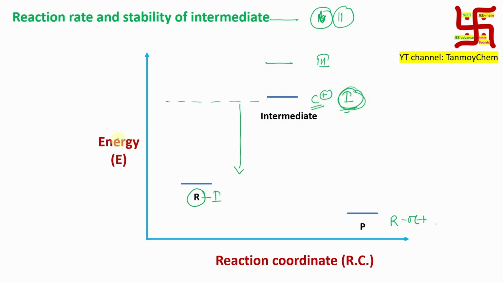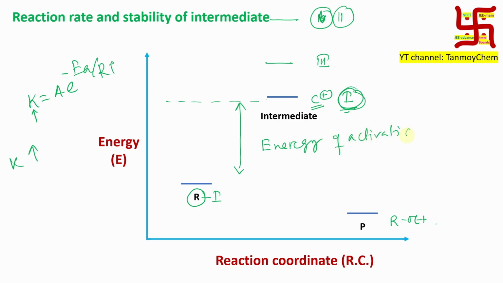Now there is actually a relationship: K is equal to A into e to the power minus Ea by RT. So what does this equation mean? This is the Arrhenius equation. It says the rate constant is related by e to the power sign, so you can say that this rate constant increases if Ea decreases. So the lesser the energy of activation, the higher is the rate constant. This is the energy of activation, which by definition is the minimum amount of energy required to carry out a chemical reaction.